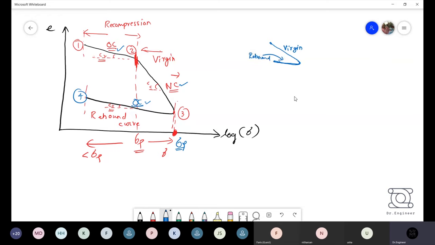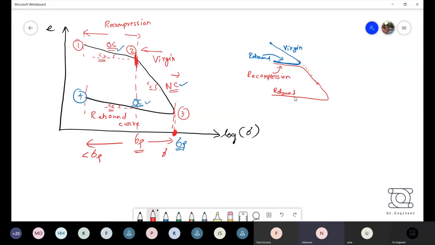Now you have brought this to your laboratory and you are performing a consolidation test. Right. When performing the consolidation test, it will move along this line and it will again follow the same gradient of your virgin curve. And once you start unloading, again it will rebound. So this is again rebound. So what is this red color here? This red color one is the recompression. You are again compressing. So this is your recompression.